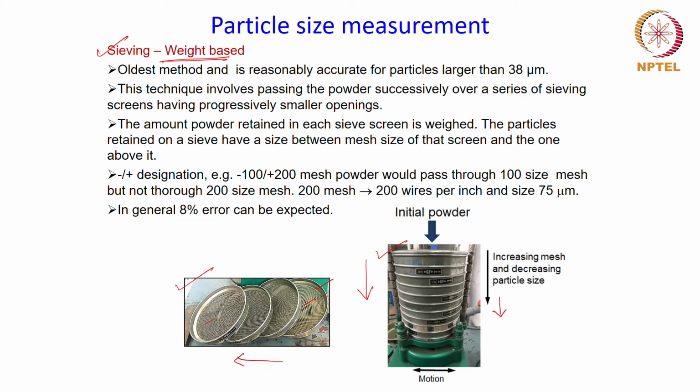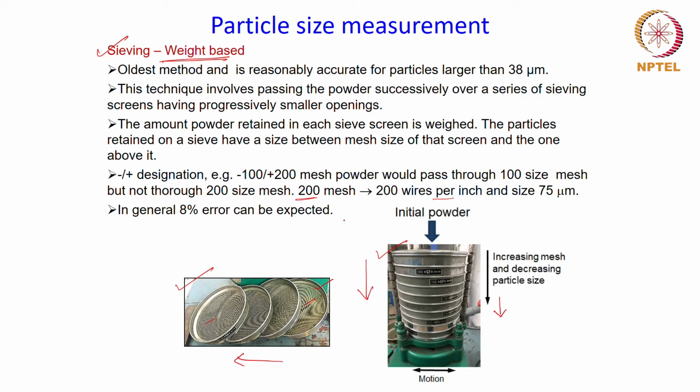So that means the topmost screen that you have is having the largest opening, and the bottom one that you have is having the smallest opening. And mesh is defined in this way. Mesh is nothing but the number of wires per inch, and therefore if you say 200 mesh, it is actually 200 wires per inch.